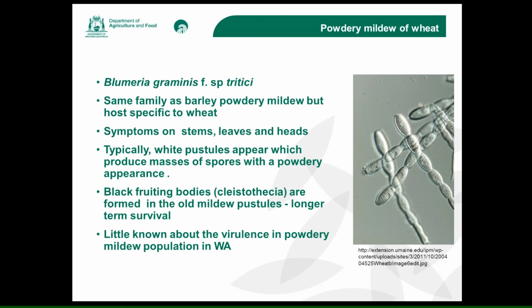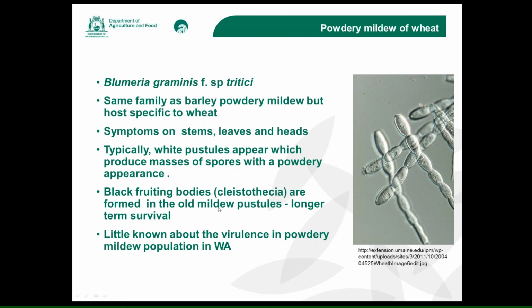We see symptoms pretty much on all the above ground portions of the plant. Typically what we see is these white pustules which appear on those plant parts, and they produce masses of spores with a powdery appearance. If you have a look at this picture on the right here, these footballs, each one of these footballs is a spore, and basically that pustule just produces long chains of these footballs which snap off and blow around. And we're talking millions and millions and billions of spores being produced within a crop canopy.